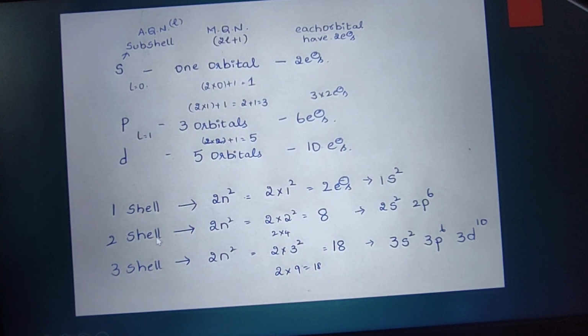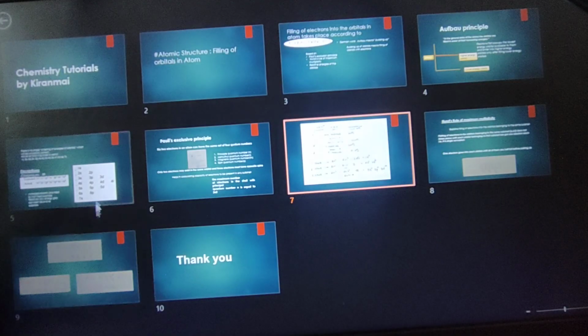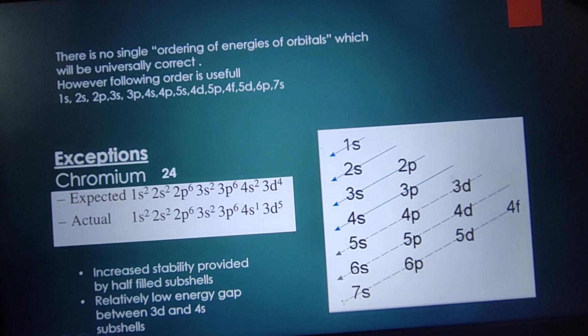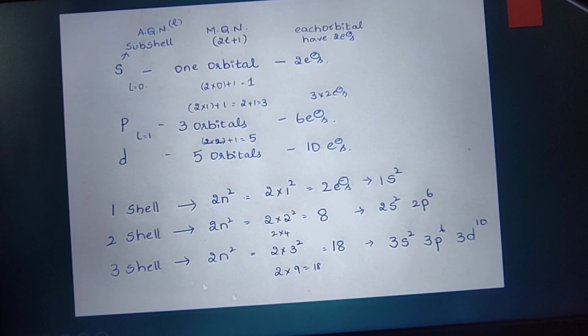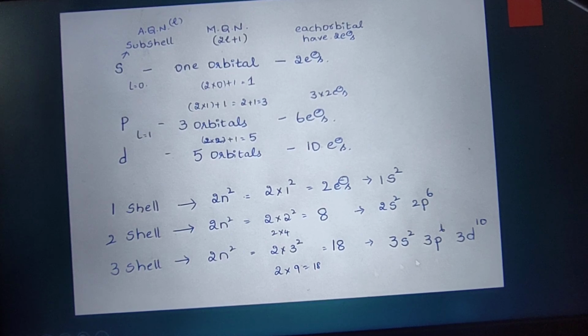for 2 shell we'll have 2n², means totally 8 electrons. It will be like 2s² and 2p⁶. So there will be no 2d orbitals. Similarly, 3 shell will have 2n², means 2 into 3 square, 18 electrons. They are as follows: 3s², 3p⁶, 3d¹⁰.